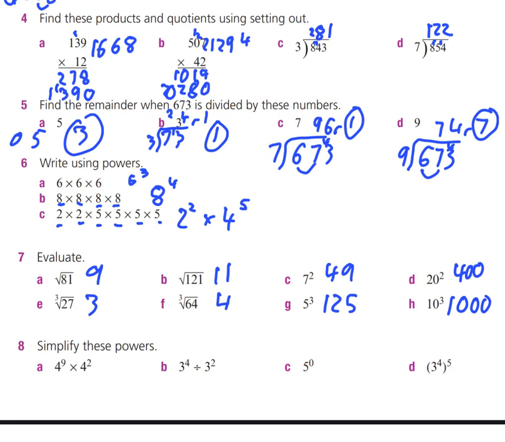Simplify these powers. When you've got indices like this multiplied, you have to add them. 9 and 2 equals 11. When you divide, you subtract them. Okay? So 3 and now 4, take 2 is 2. Anything to the 0 will just be 1. 3 to the 4 to the power of 5. When they're to the power of, we've got to multiply the powers. 4 times 5 is 20.